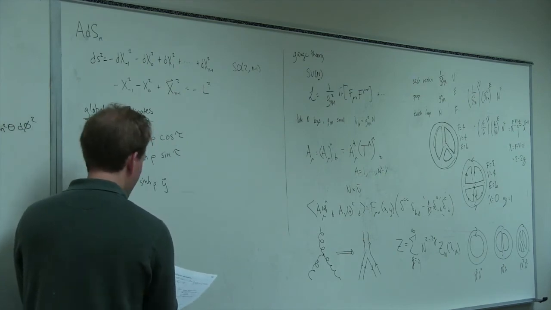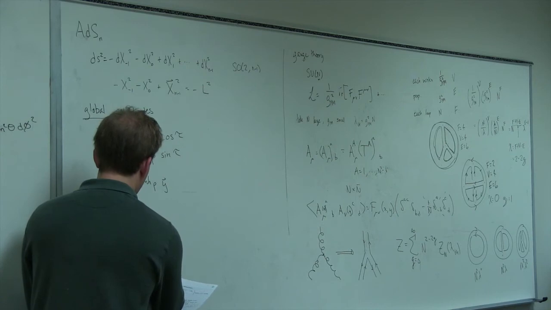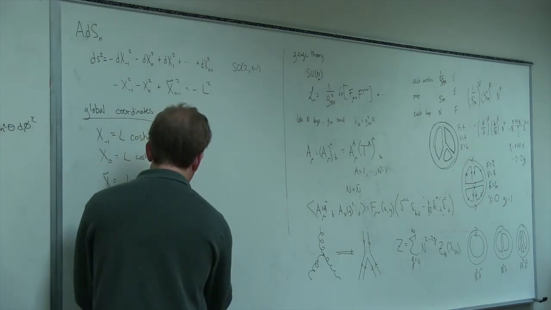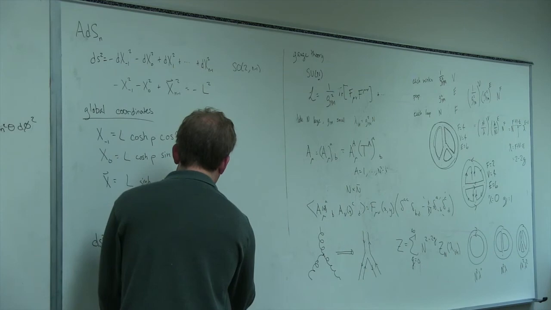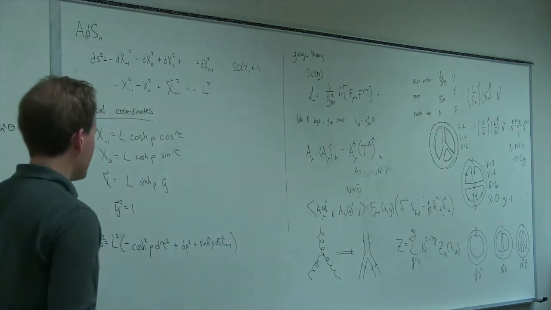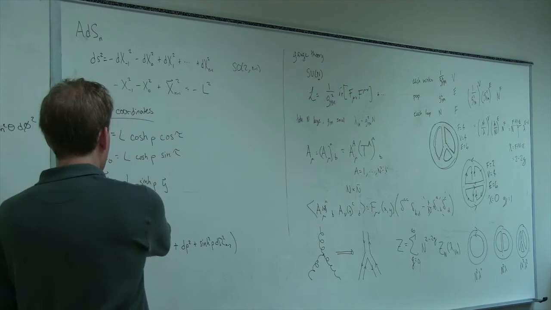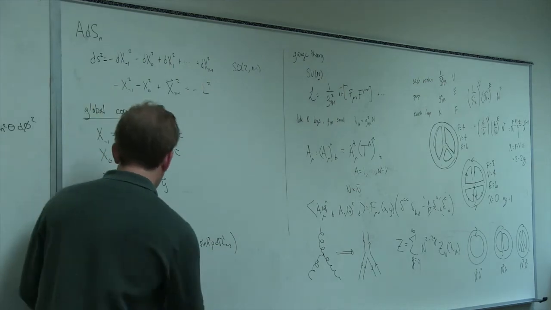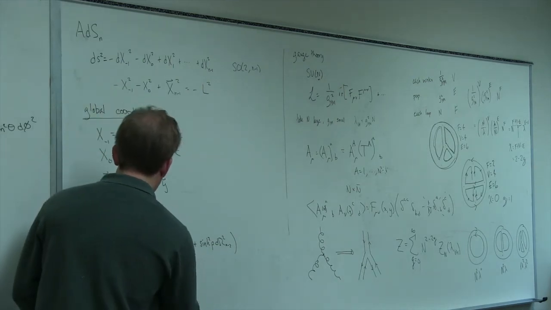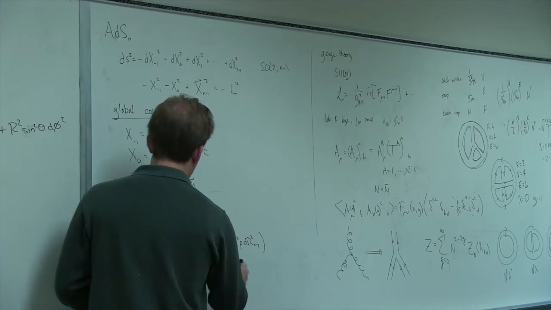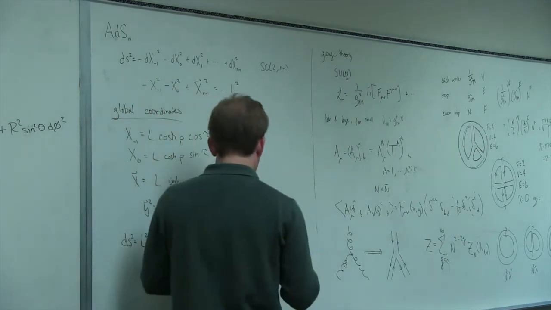And you find that in global coordinates, the AdS n metric takes the form: So this d omega comes from this y, which is on a unit sphere. So this is the n minus 2 sphere metric. Rho should be positive for n bigger than 2. Okay. So it's like a radius. It is a radial direction.